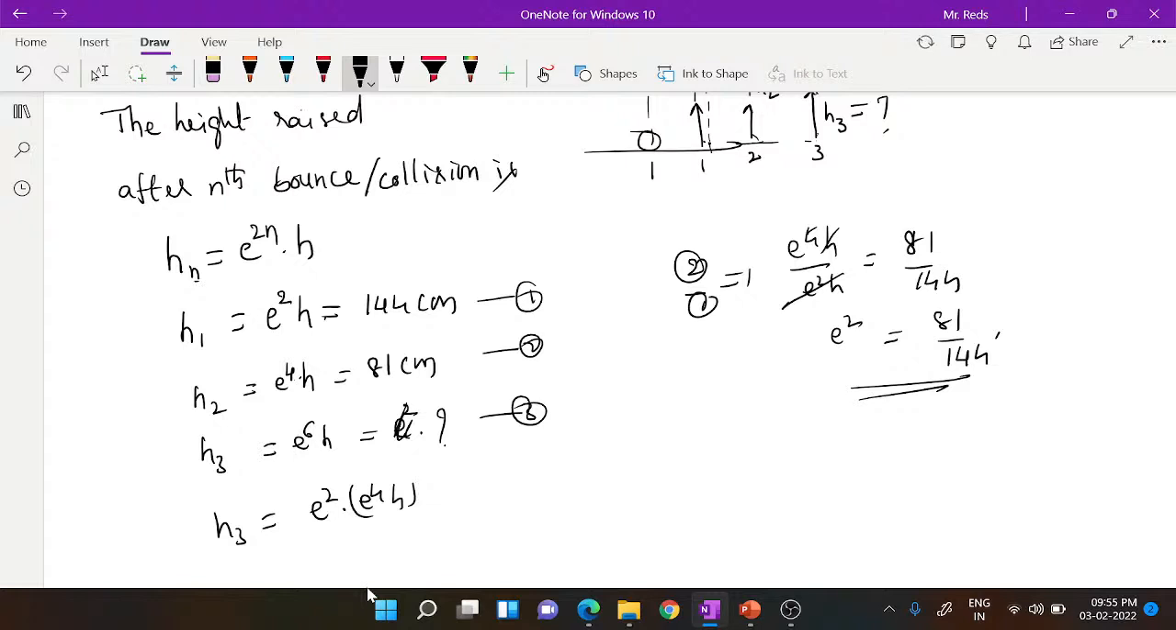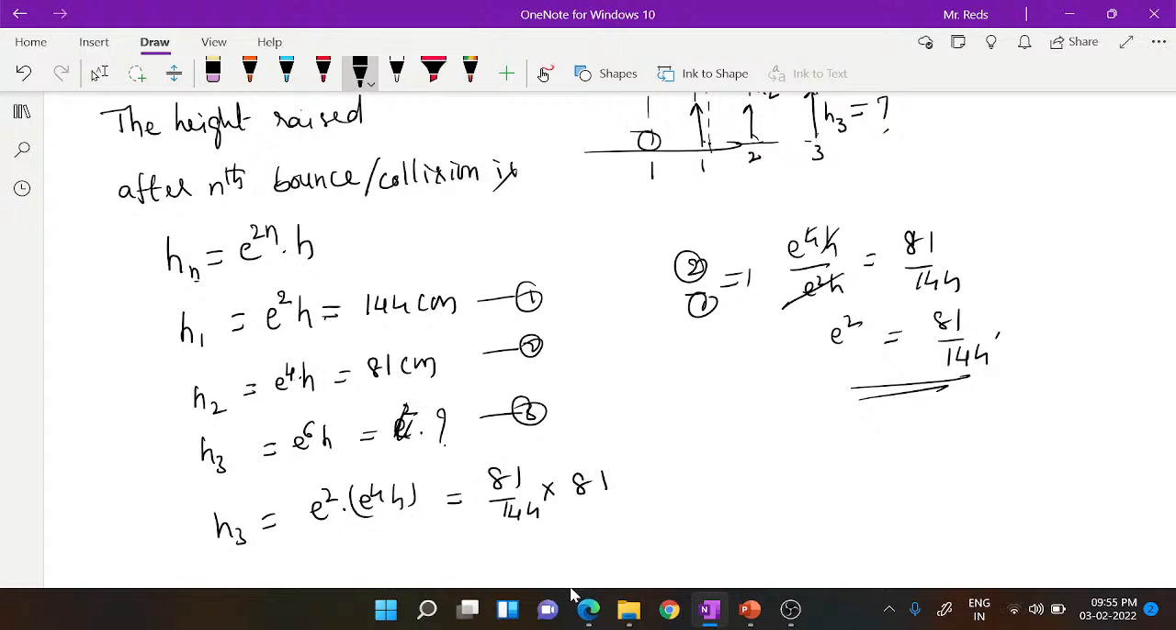Powers will add up, not multiply. So e power 4 h is 81, and you can write e square as 81 by 144 into 81. Here you get 81 square by 144. Almost the other three answers won't come, sir. The first answer only will come. Yes, approximately we can check with that.